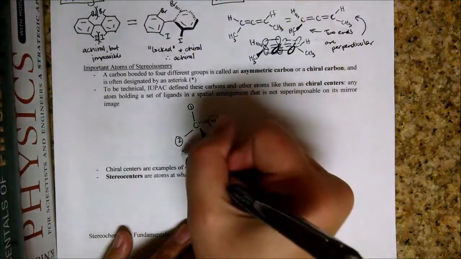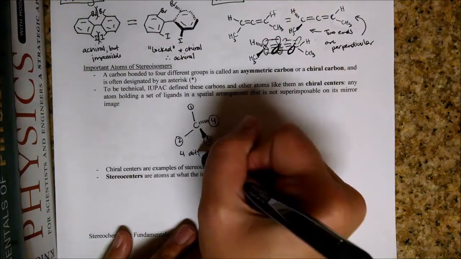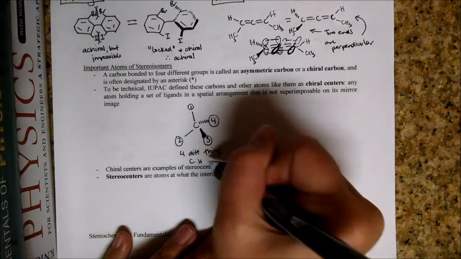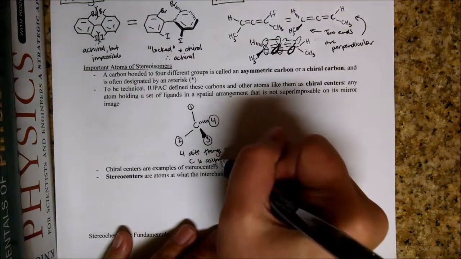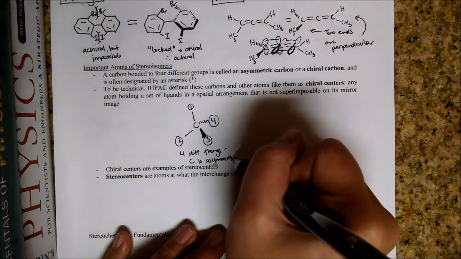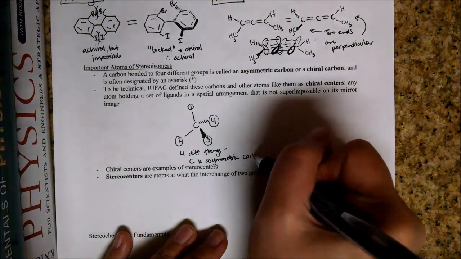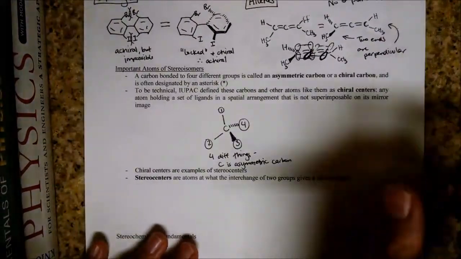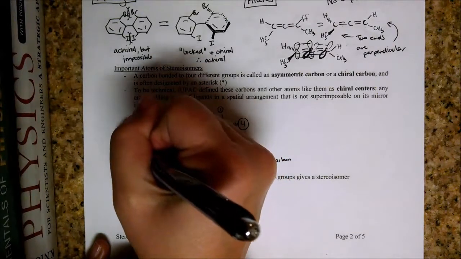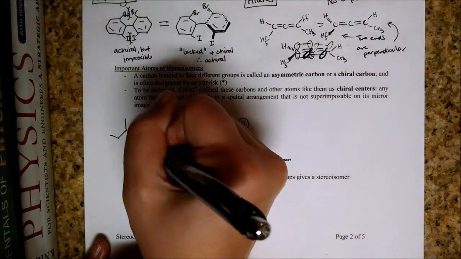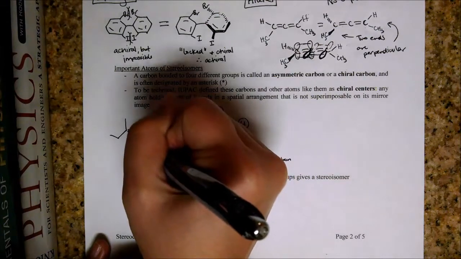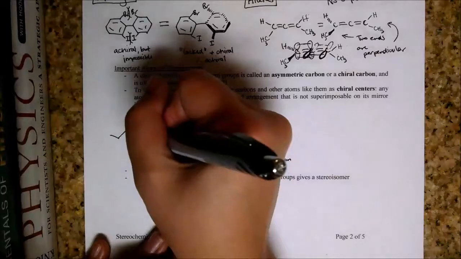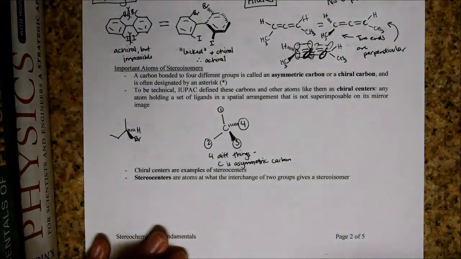Okay, 4 different things. C is an asymmetric carbon. That's the term I like to use most. Asymmetric carbon. Okay, so for example, how about, I'm drawing it this way for effect to make it look just like that group over there, Br. Okay, do you guys see the asymmetric carbon?